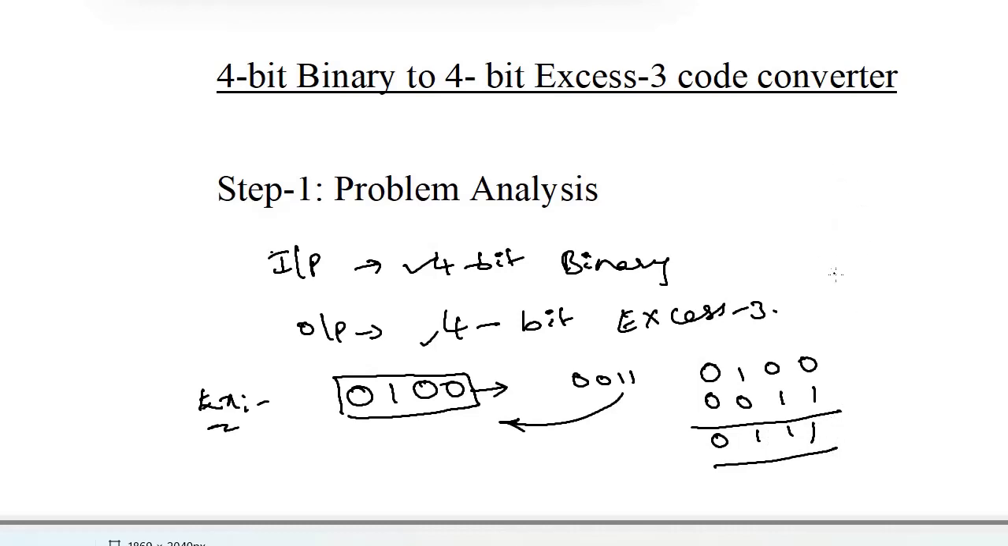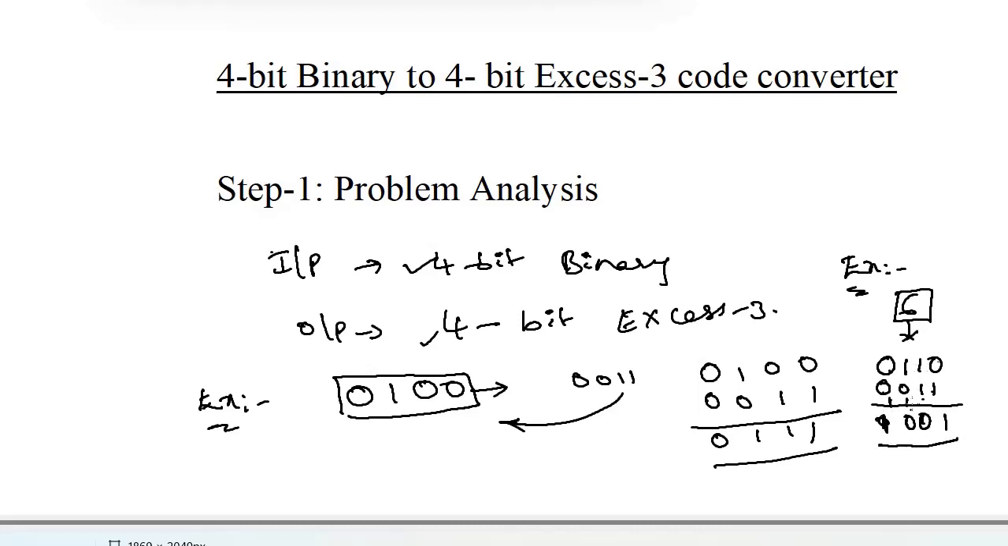Take another example. My number is 6. 6 is in the decimal number system. First you have to convert this number into binary. So the binary equivalent value of 6 is 0 1 1 0. Now add plus 3 to this number, and we get the XS3 equivalent number. So 0 plus 1 is 1, 1 plus 1 is 1 0, again 1 plus 1 is 1 0, 0 plus 0 plus 1 is 1. So the XS3 equivalent value for 6 is 9.